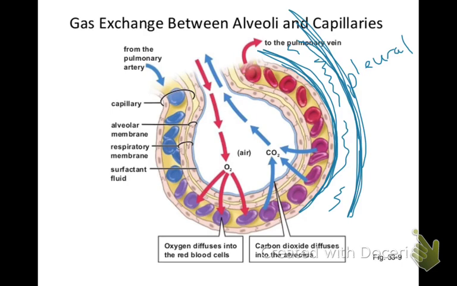Pleural fluid. Very good. It's like you read the book. There is a very little bit of pleural fluid, and this is kind of like lube, basically, so that as those alveoli expand and contract, it doesn't damage this membrane. If this membrane was rubbing up against something all the time, then it would get damaged.